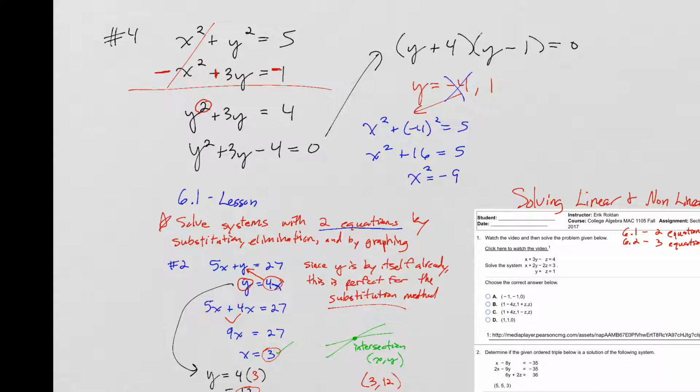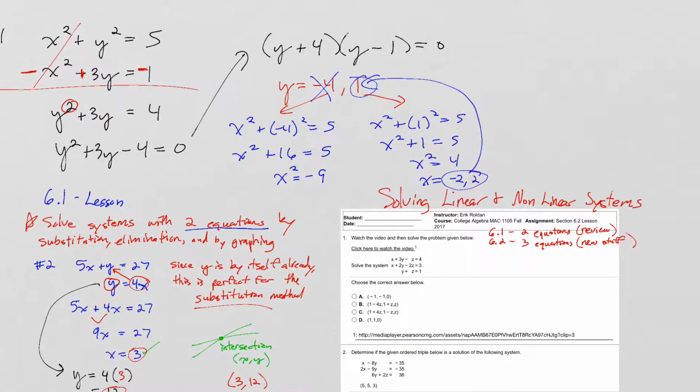So then we try the 1. Put the 1 inside our equation. So that's going to give us x squared plus 1 equals 5. Then subtract 1, which will give us 4. So then x is going to equal negative 2 and positive 2. So those two x's will go with this y for this 1 for y.